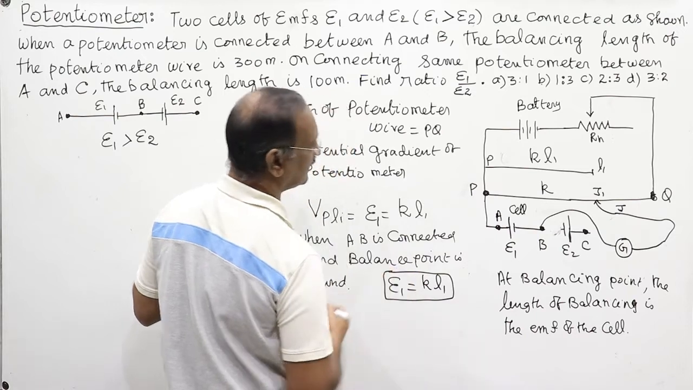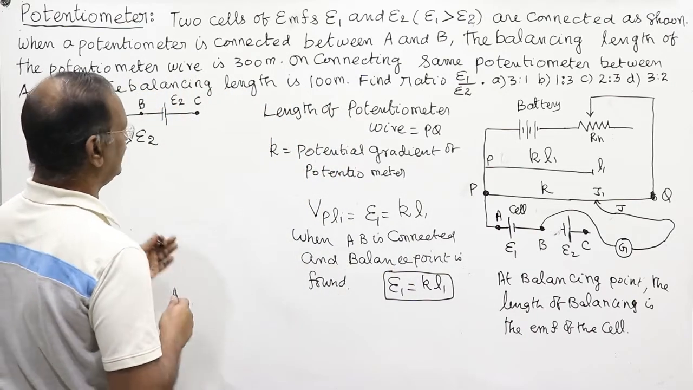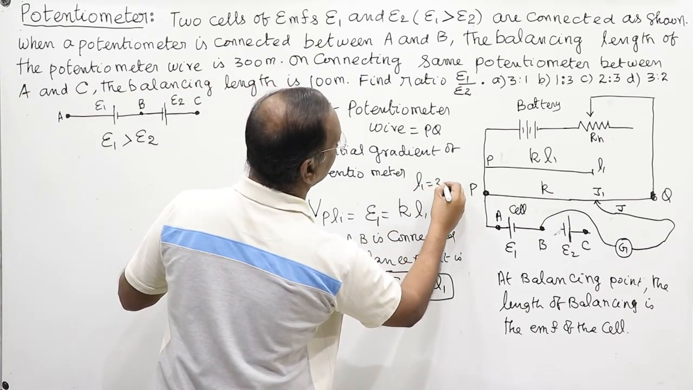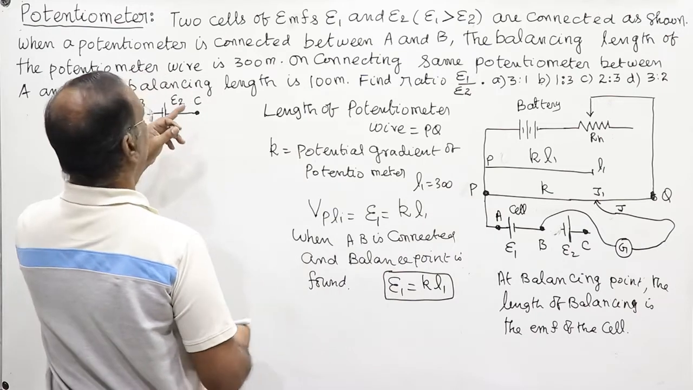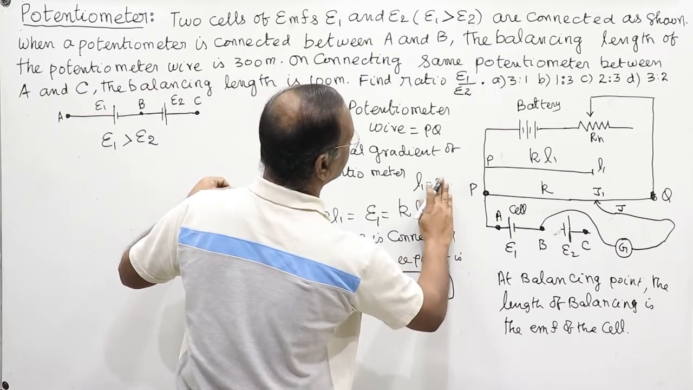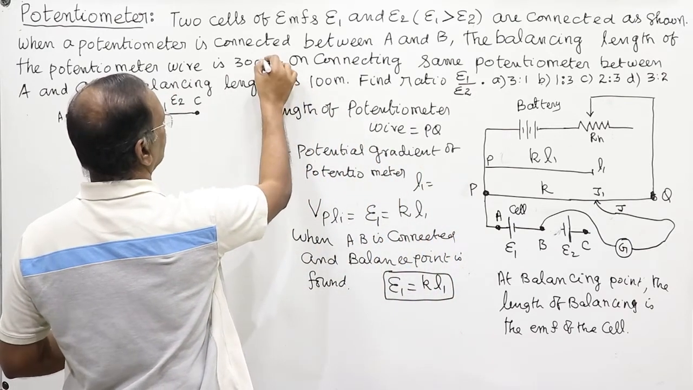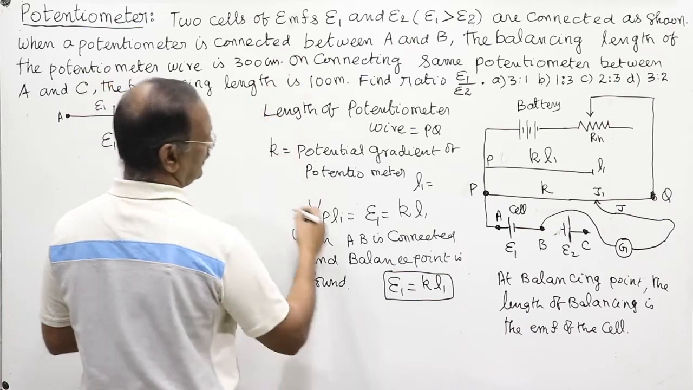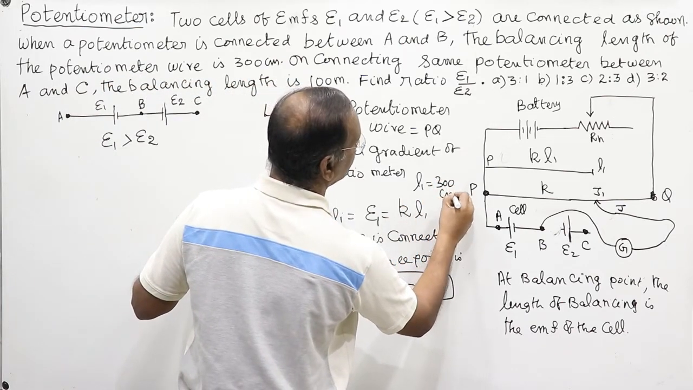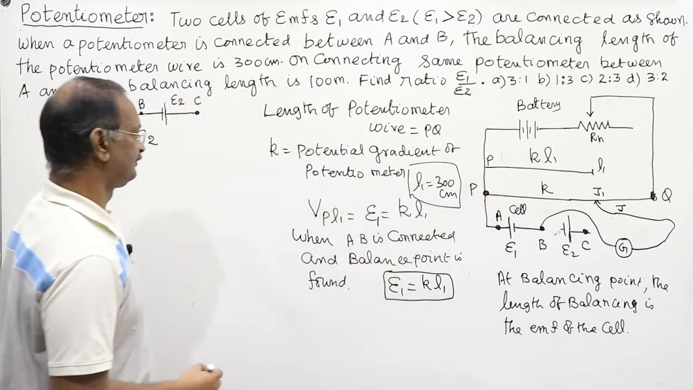Let us go for our second equation. The balancing length, what is that length? That length L1 is equal to 300 centimeter in this condition. First condition.